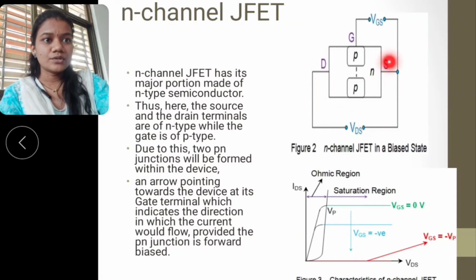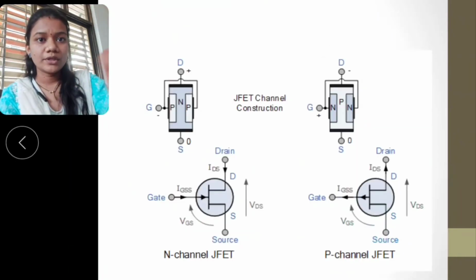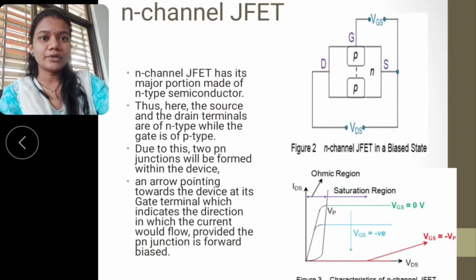So the drain and source terminals are N-type and the gate is P-type. Due to this, two PN junctions form within the device. As we see, there are two PN junctions in the JFET. The arrow pointing towards the device at the gate terminal indicates the direction in which the current would flow. So this is the symbol. The arrow indicates the direction of current, in which the current will flow provided the PN junction is forward biased.